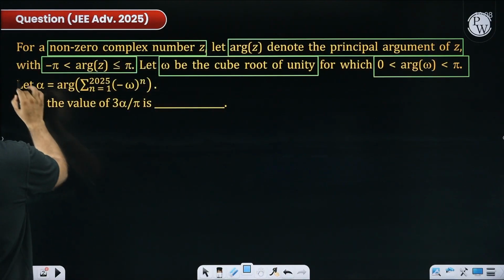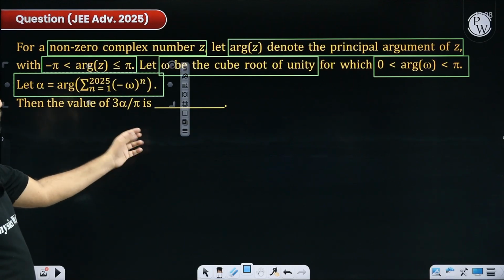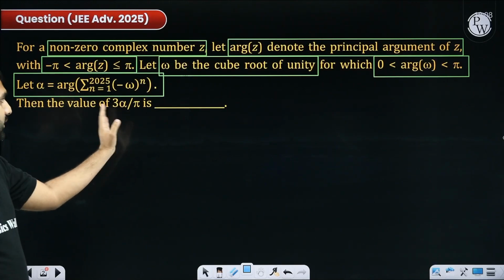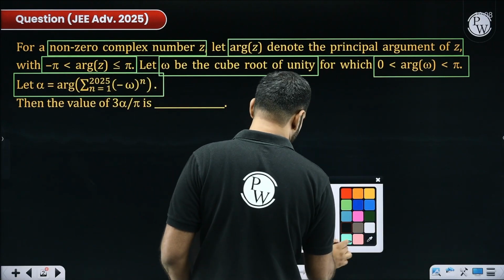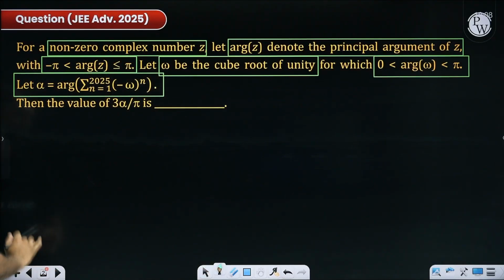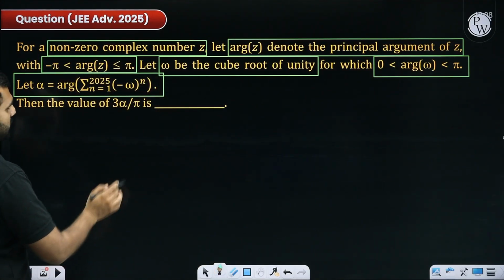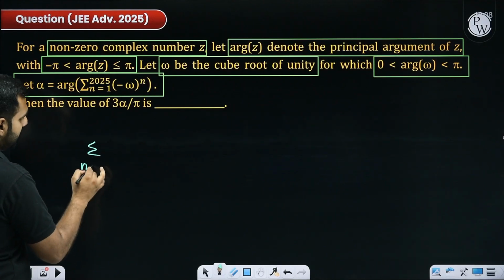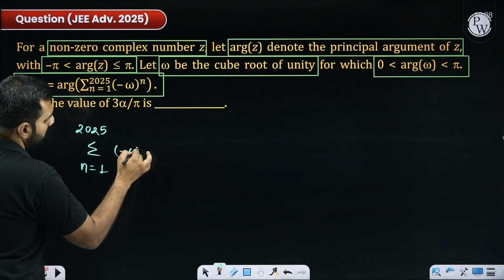Now, they are telling you that there is an expression alpha which is defined by this expression. Then they are asking you the value of 3 alpha by pi. So let me start working on this alpha. Alpha is argument of something. The argument I'll work out later. Shall I work on this expression? This is summation n from 1 to 2025 of minus omega to the power n.